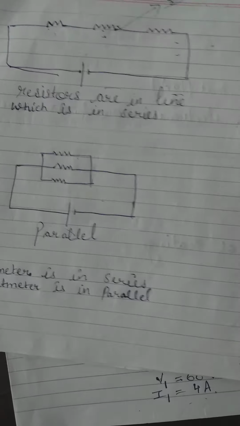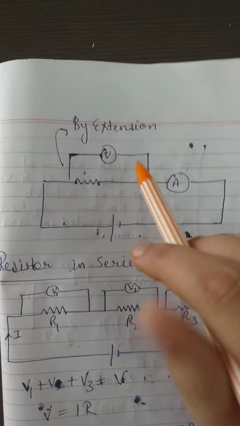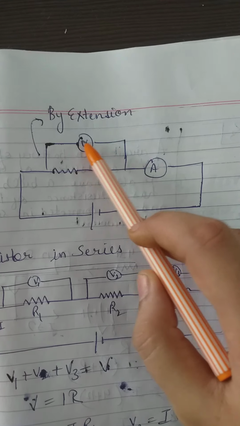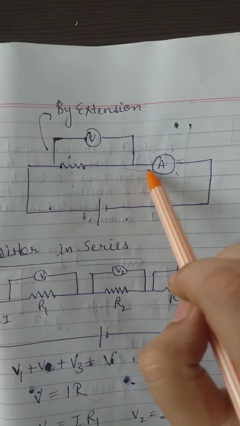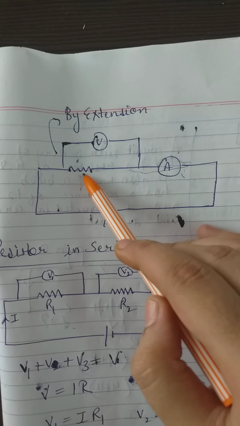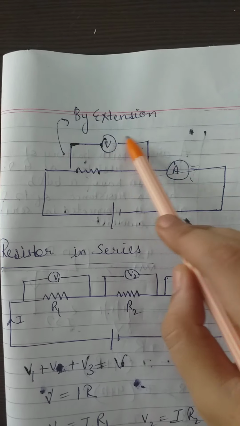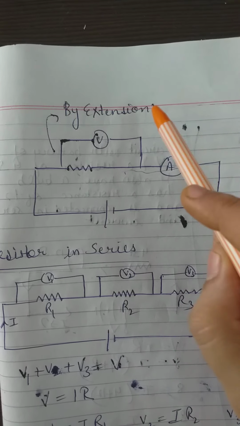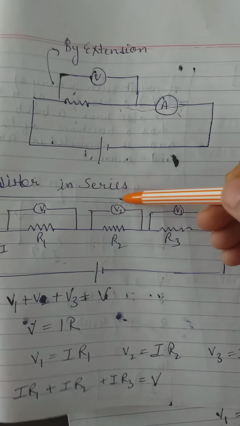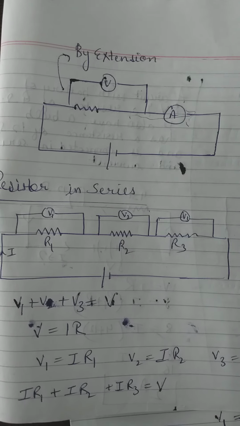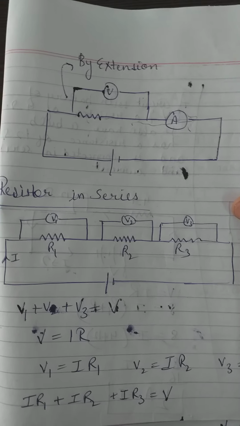See the diagram. Voltmeter is in parallel to this one and ammeter is in series to this. Ammeter series में है और voltmeter parallel में है. You have to apply an extension when you are going to manage it in a parallel way. In case of resistors in series, how do you solve that numerical?